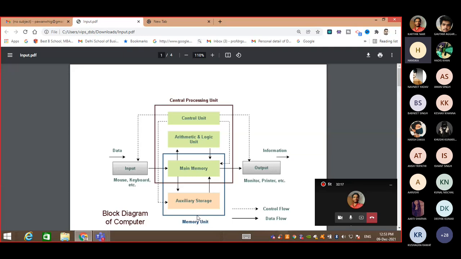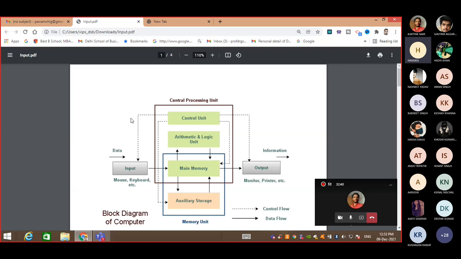You can't ignore it, which means without a hard disk you can't operate your computer, because main memory comes into play whenever there is processing, otherwise the data is stored in the auxiliary memory. So you see, the control unit is also connected with the auxiliary memory, and with the main memory, and it also regulates input and output.